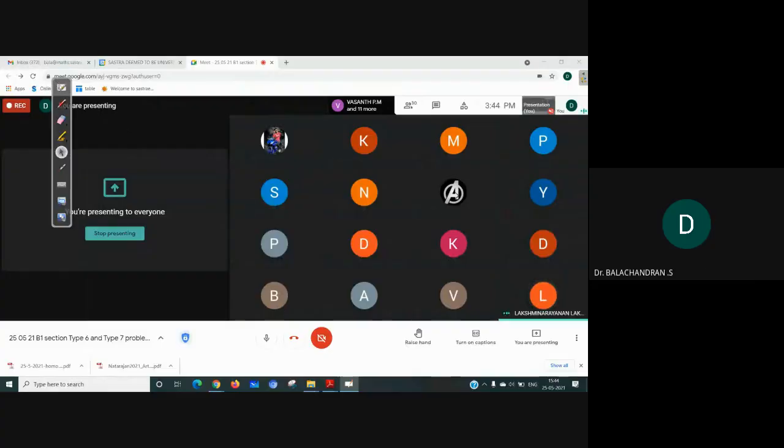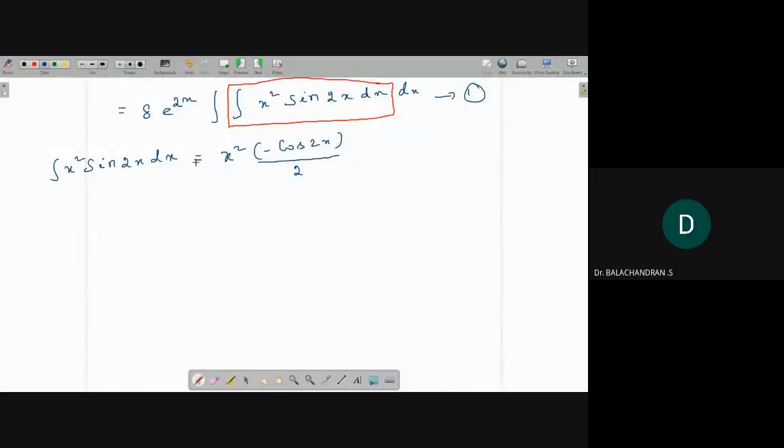Okay, sir. So first you should keep x square as it is. If you integrate sine 2x, you'll get minus cos 2x by 2. And the formula you have, minus. Next, 2x sin 2x. If you differentiate x square, you'll get 2x. If you integrate minus cos 2x by 2, including the minus sign, minus sine 2x by 2 into 2, 4.